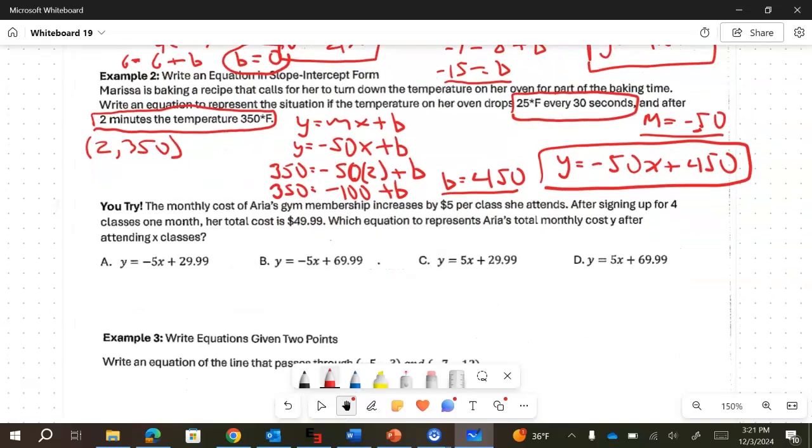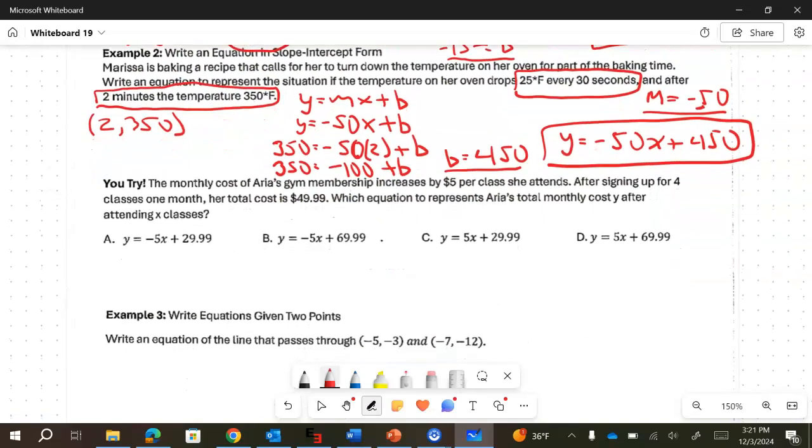Now here's one that I want you to try. I'll kind of help you get started here. Now I know that when Aria goes to this gym, it says her membership increases by $5 per class. And remember, per is a good way to identify rate of change or slope. So I know my slope is 5.